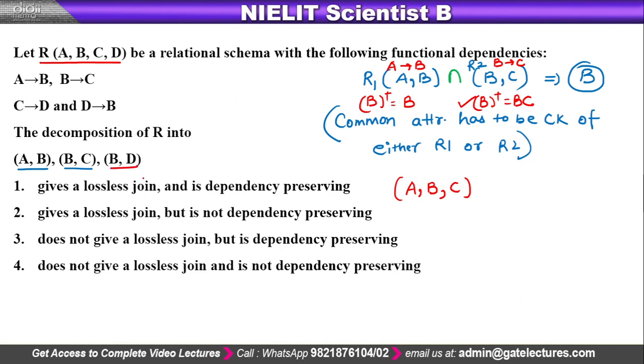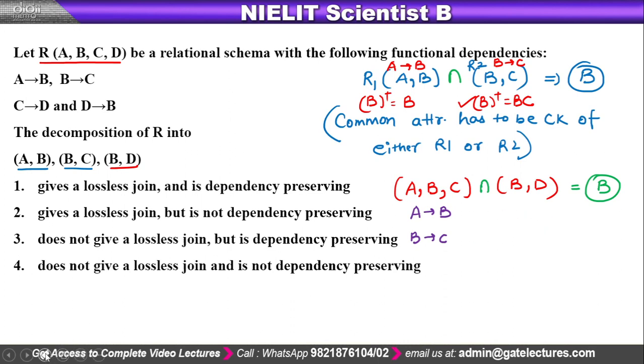Now I will take this third table, that is B, D, and again I will take its intersection. Okay, what will be the intersection? Intersection again will be B. So again, what I'll do, first I'll take the closure. What are the functional dependencies over here? A to B, B to C, and here we have C to D. Sorry, not C to D, D to B.